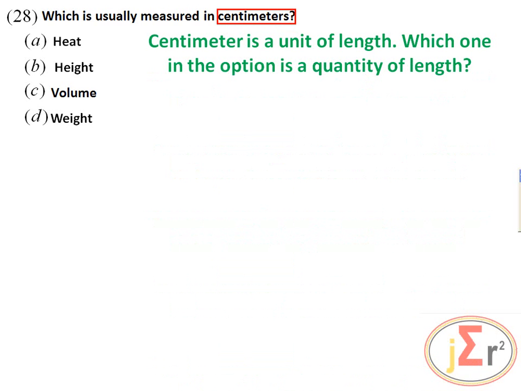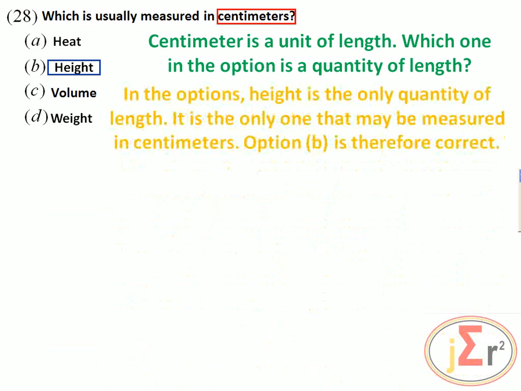Centimeter is a unit of length. Which one in the options is a quantity of length? Height. Height is a quantity of length. In the options, height is the only quantity of length. It is the only one that may be measured in centimeters. Option B is therefore correct. Only height is a quantity of length.